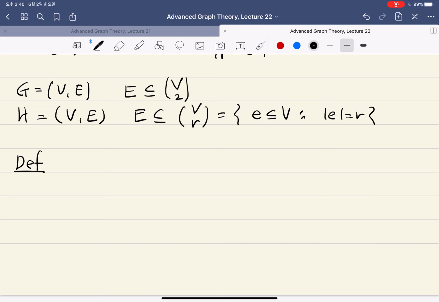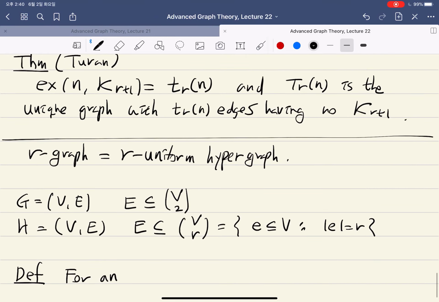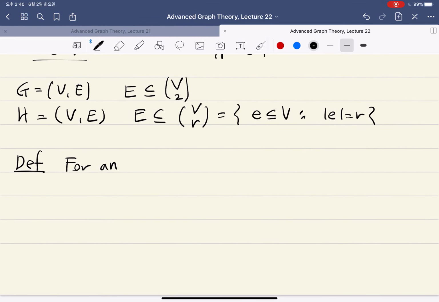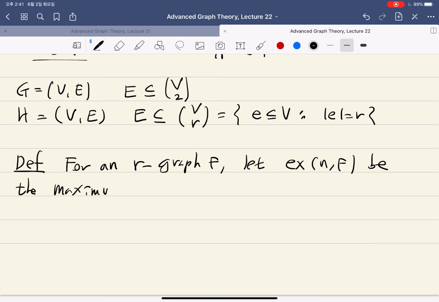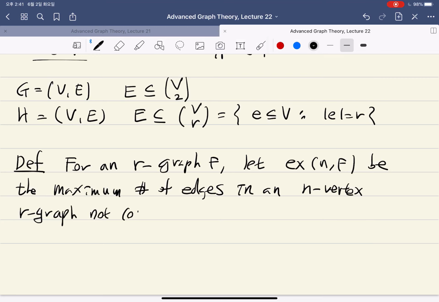And we can similarly define the extremal number for r-graphs. So an r-uniform hypergraph, we shorten to r-graph. A 2-graph is a graph. For an r-graph F, we write ex(n, F) to be the maximum number of edges in an n vertex r-graph not containing F as a subgraph.